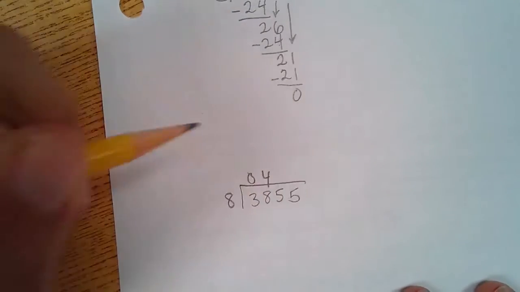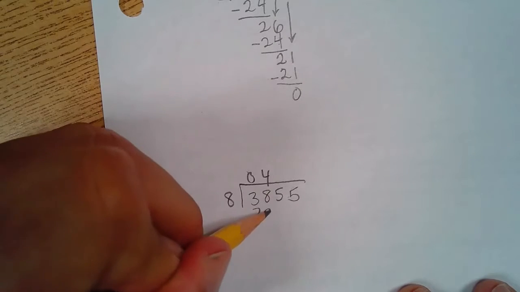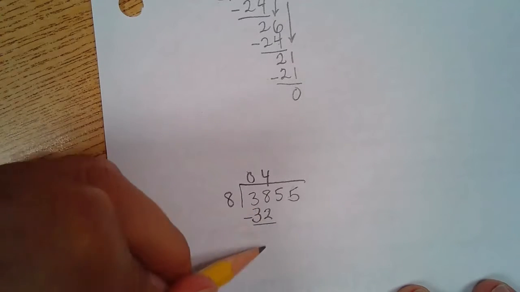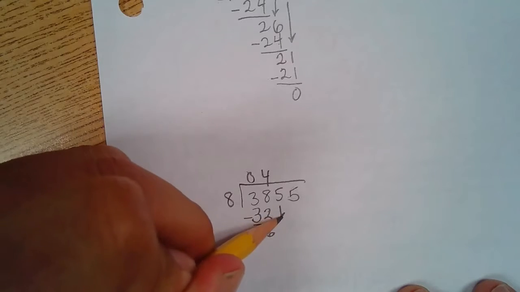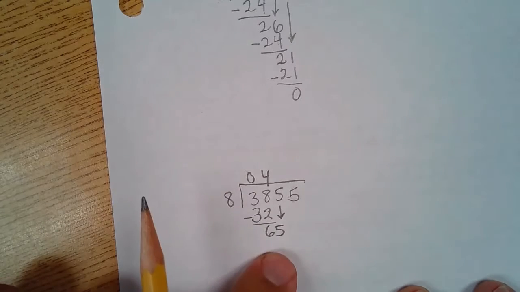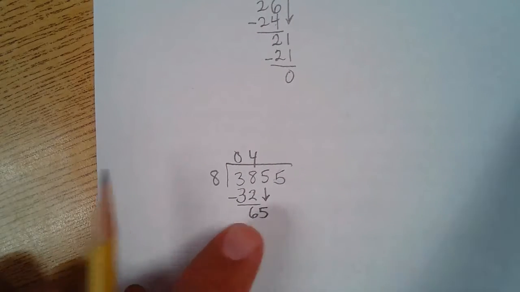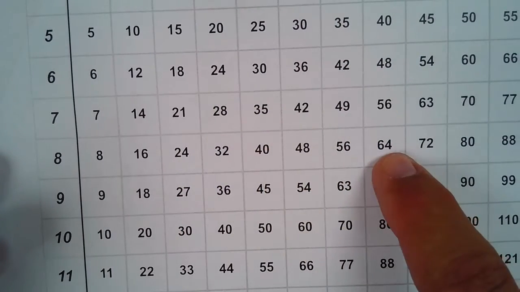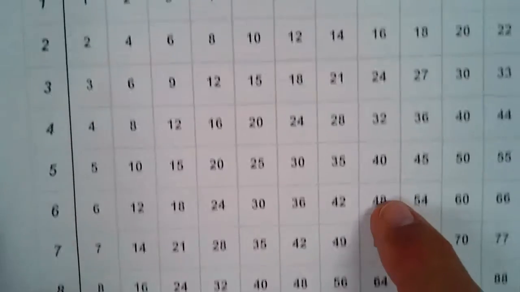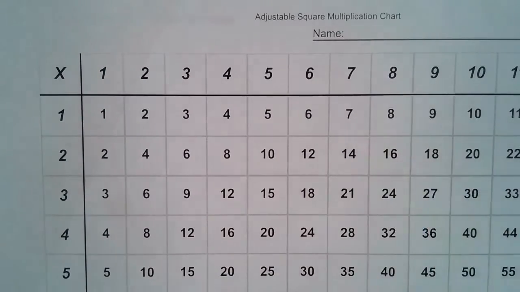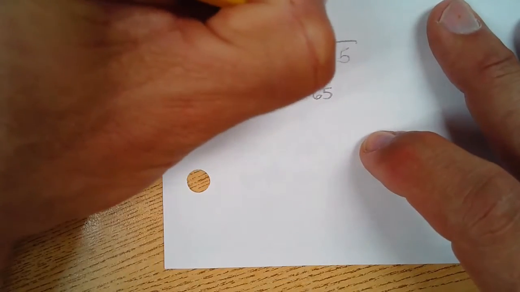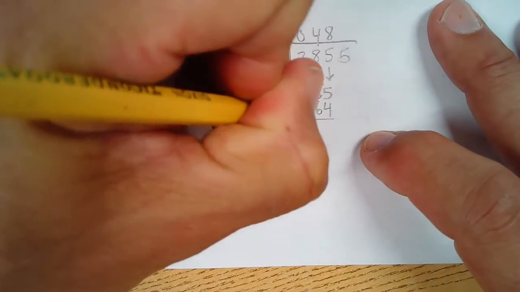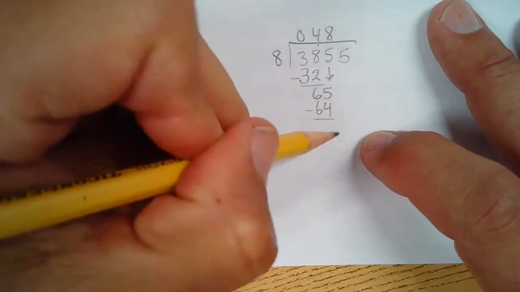So times 4 is 32. 8 minus 2, that's 6. Bring down the 5. 8 going into 65. Multiples of 8 going all the way up to 65. 64 almost. It looks like 64 is the winner, and that is 8. 8 times 8 is 64. So we have 8, and that is 64. I subtract, and that's 1.